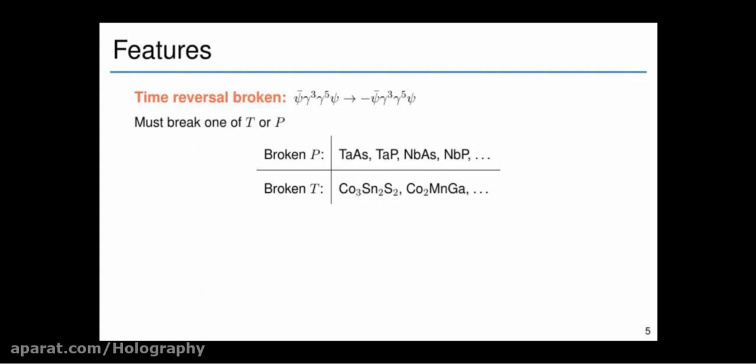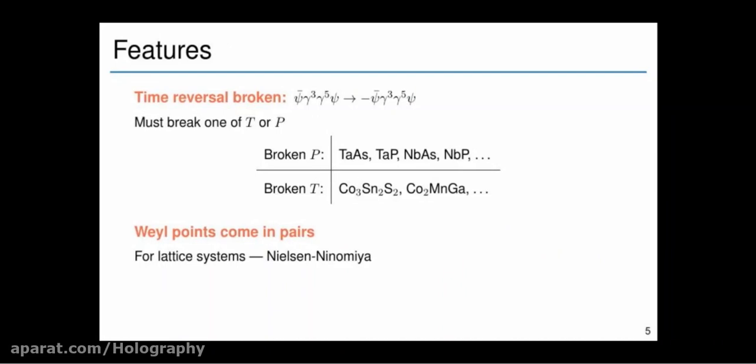And in fact, to obtain a Weyl semimetal, you must break at least one of time reversal or parity, because otherwise the energy bands are doubly degenerate, and so you'll never get Weyl fermions as the low energy excitations. Here I've just shown you a table of some examples. There are known examples of Weyl semimetals of both cases, either breaking P or breaking T. It turns out I think that breaking P tends to be more common, but in this talk I'm just going to focus on Weyl semimetals with broken T.